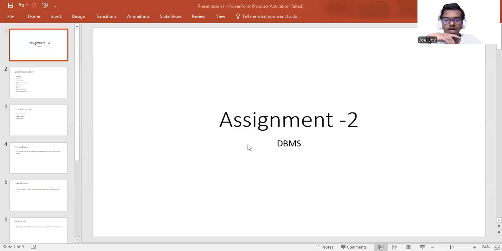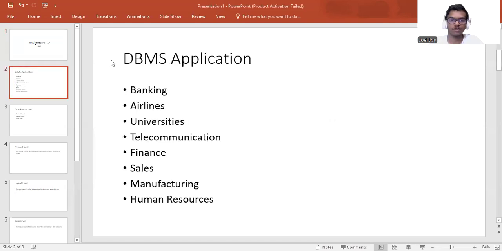Assignment 2 of DBMS. First off, we'll talk about the DBMS applications where all the database management systems are used. First, we are using it for banking, for customer information, accounts and loans, and the banking transactions. The next is airlines for reservation and schedule information.